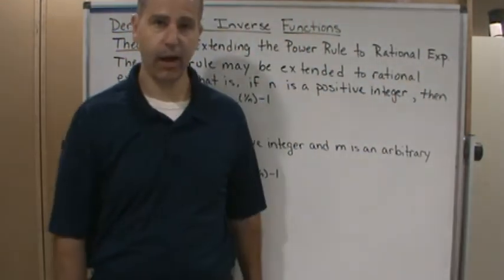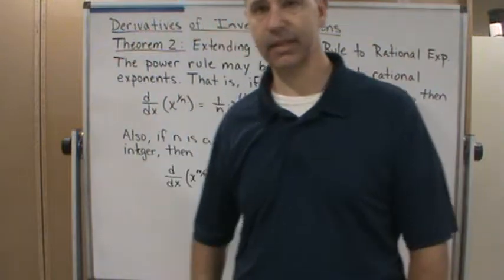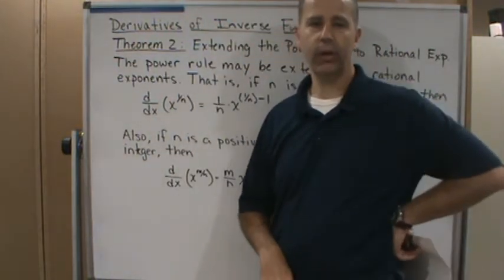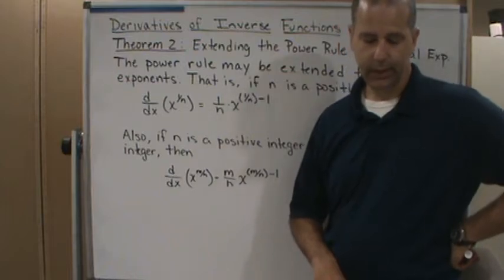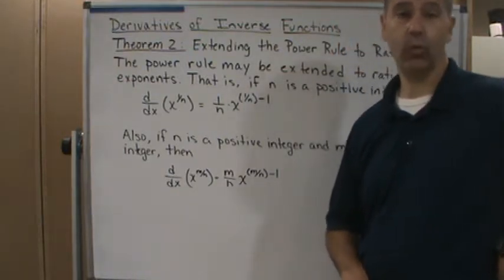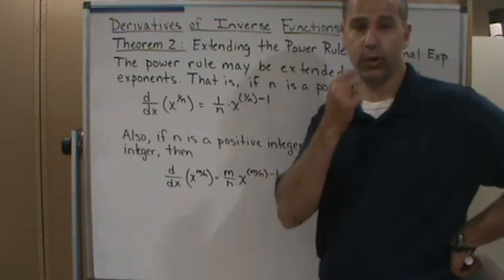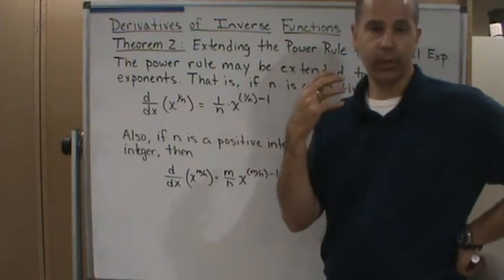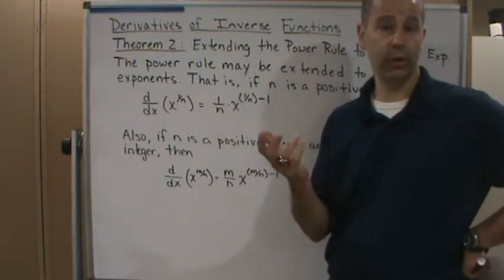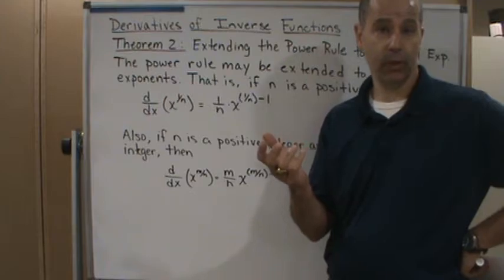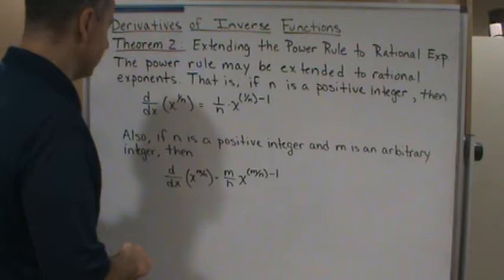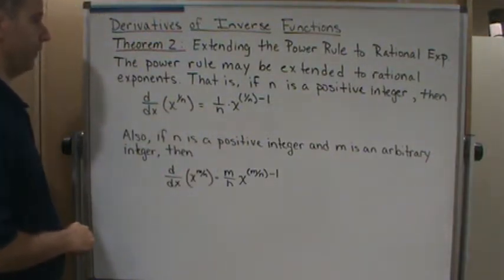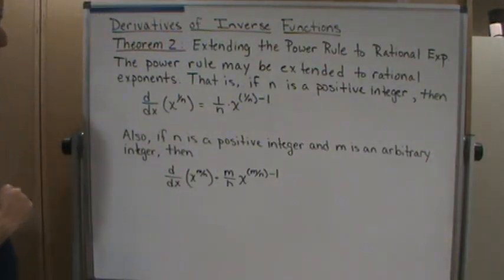Okay, welcome back. Now we're going to introduce the next theorem because in the previous example we used a function that had a rational exponent. So now what we're going to do is expand the power rule to include rational exponents. It says the power rule may be extended to rational exponents.